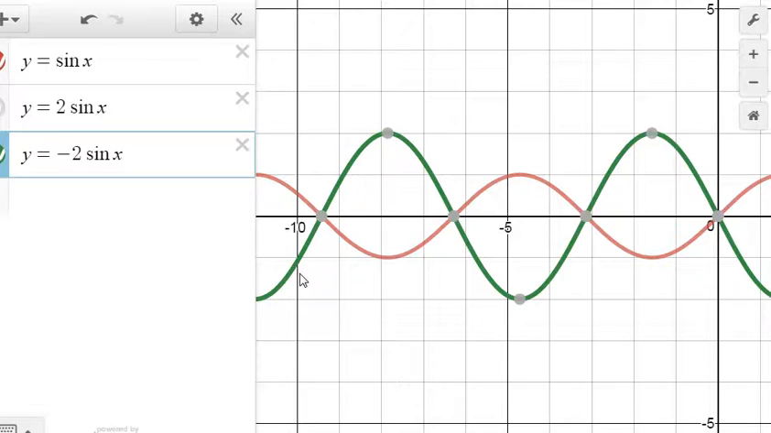So the amplitude is still 2. When you're looking at the amplitude of a graph, you don't look at its sign. You're just going to take the absolute value of that. So the amplitude is 2. The range is still negative 2 to 2. By the way, the range is the y values.